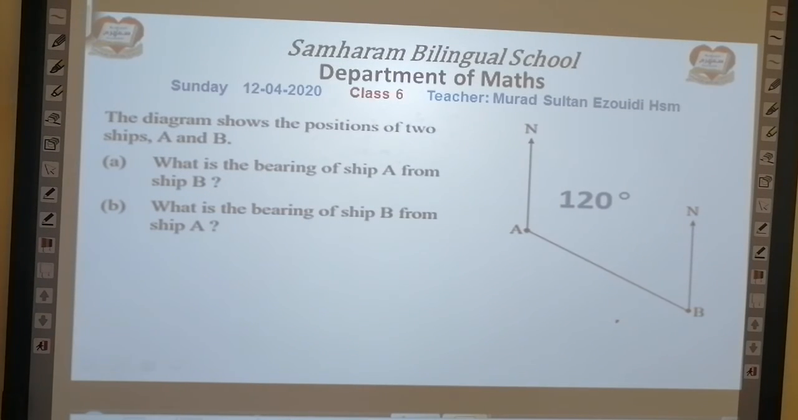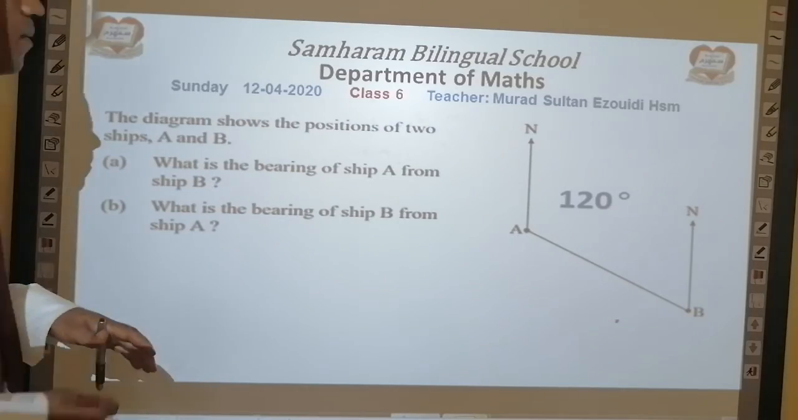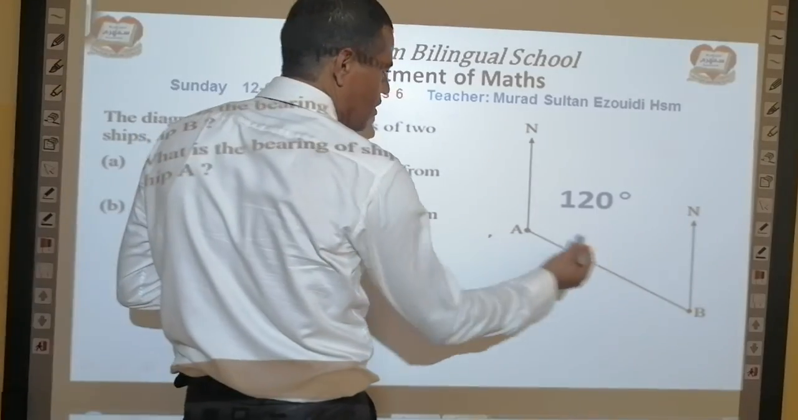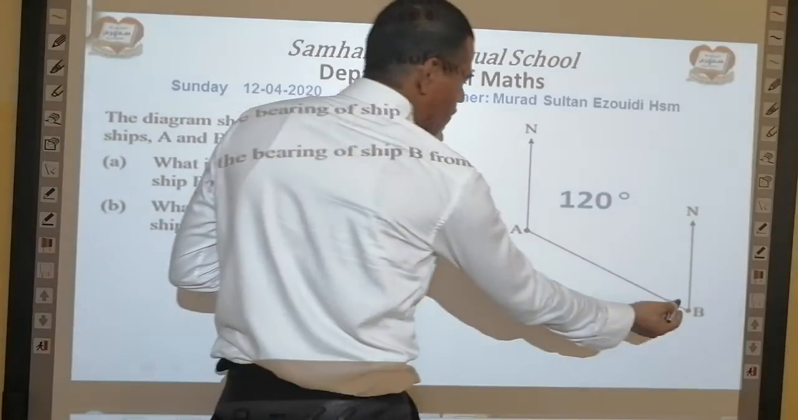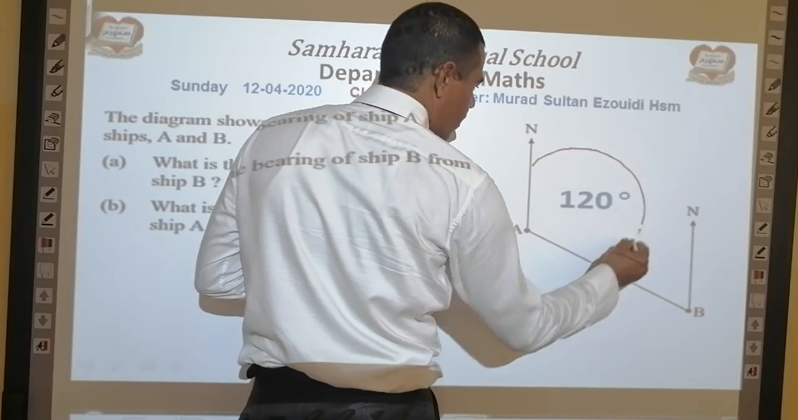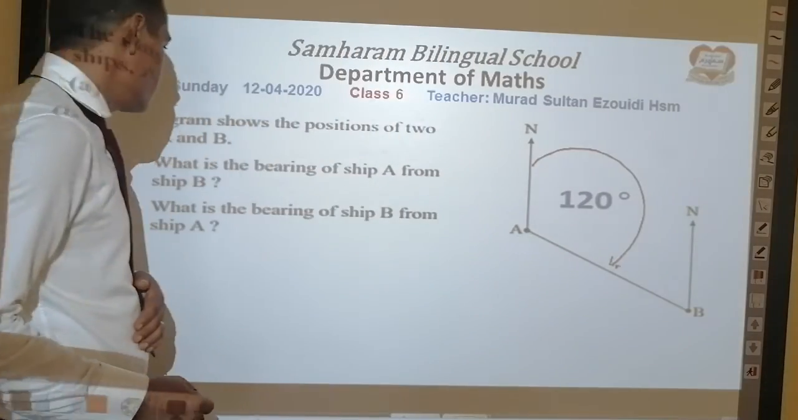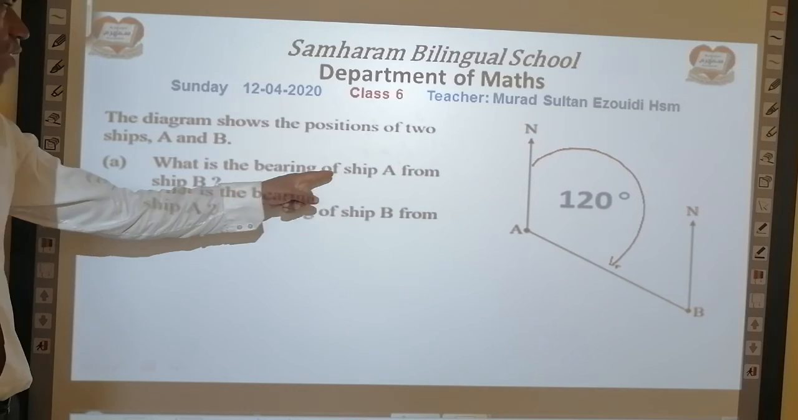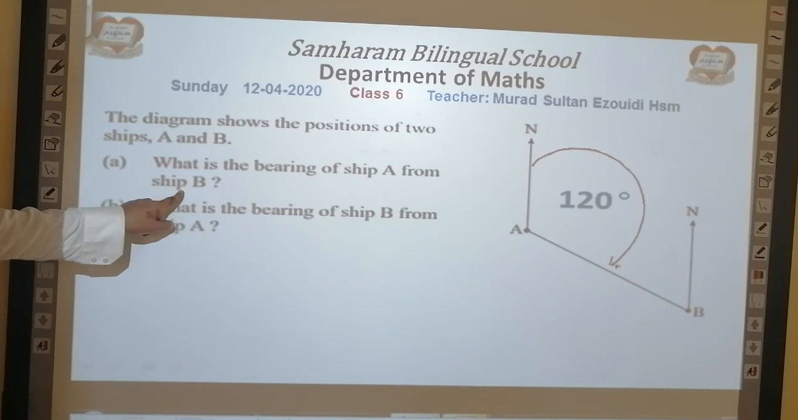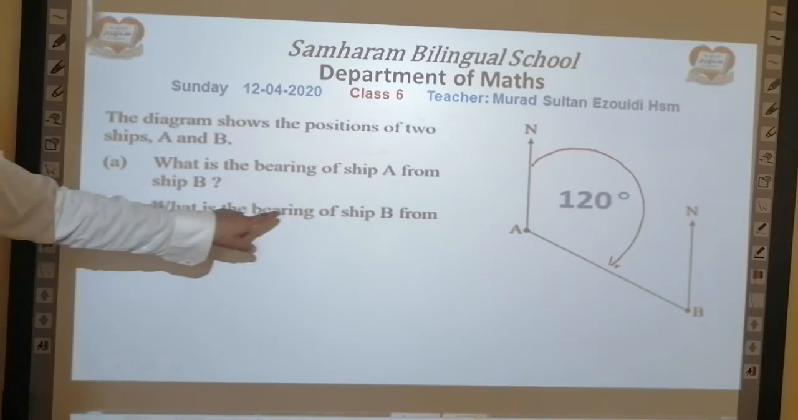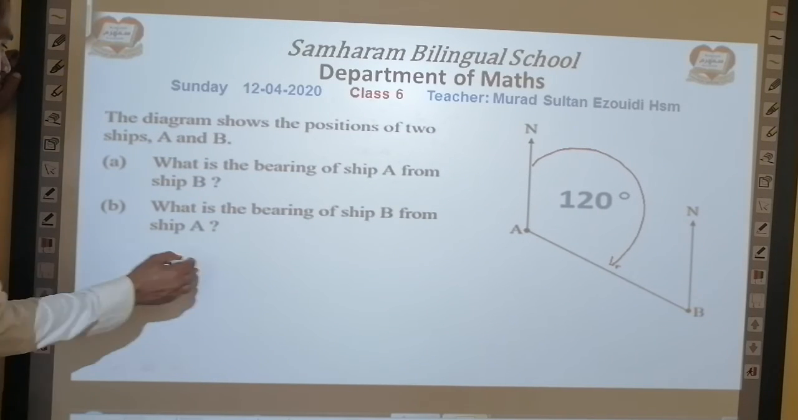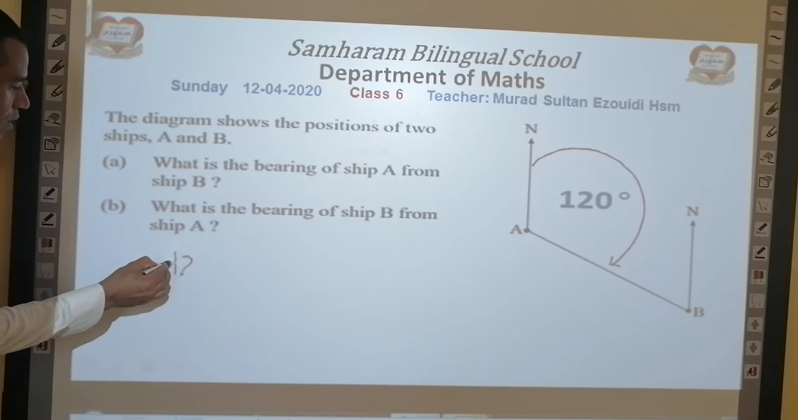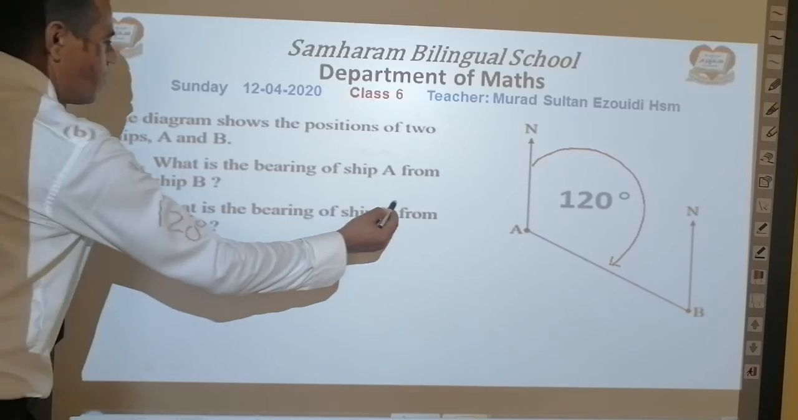Here the diagram shows the position of two ships A, B. This is ship A, this is ship B. And this is the bearing of B from A. The question: what is the bearing of ship A from B? What is the bearing of ship B from A? Okay, so small b is 120 degree. This is small b.